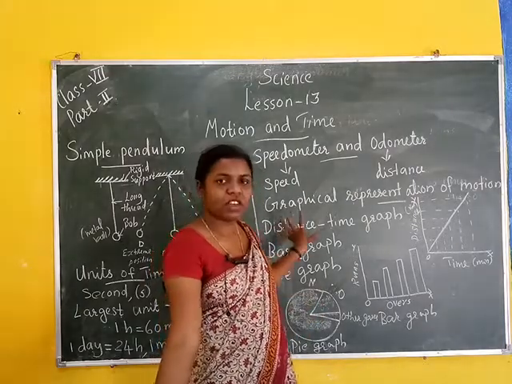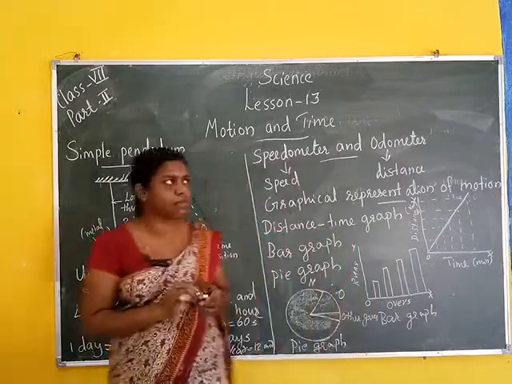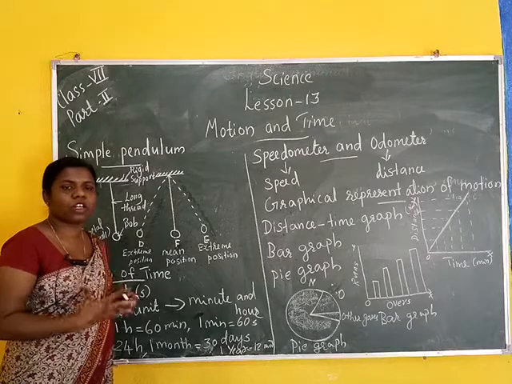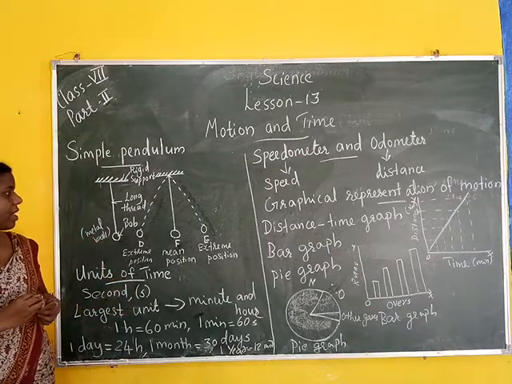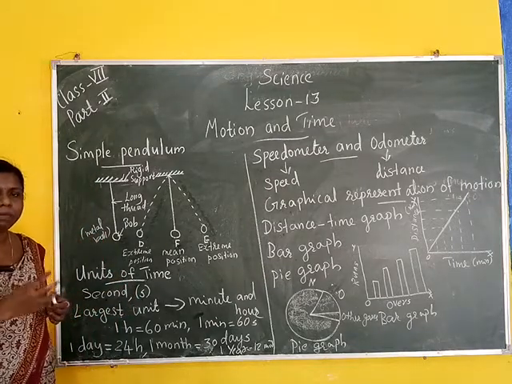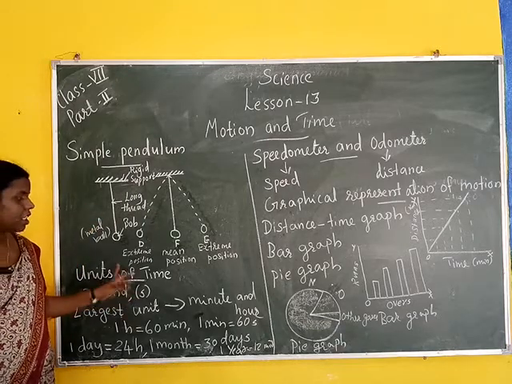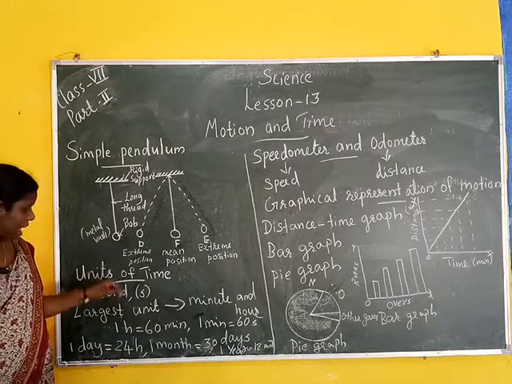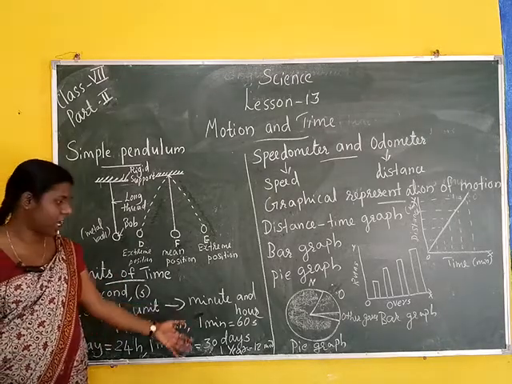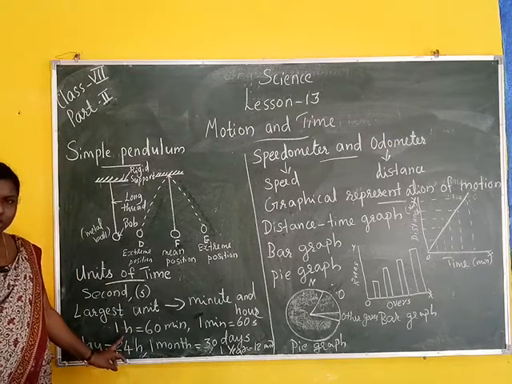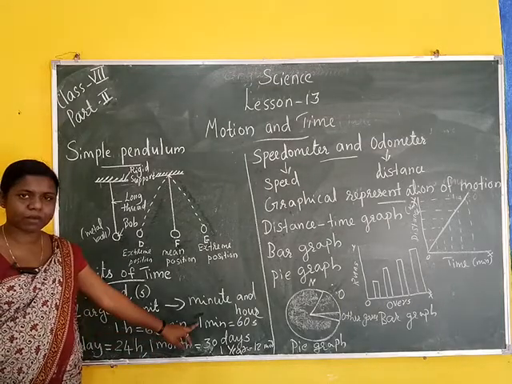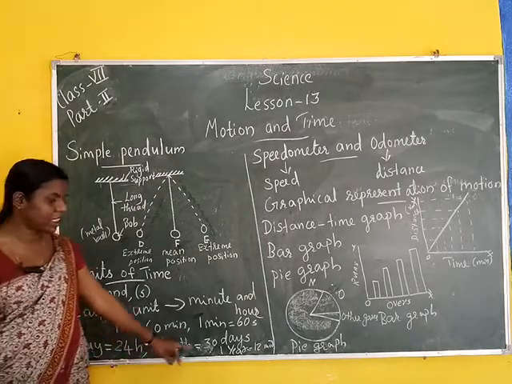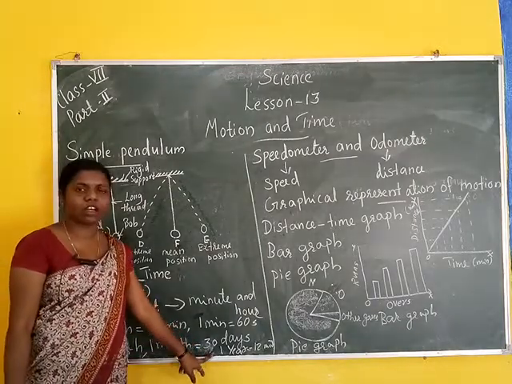Understand this section? Okay. Once more, in this session we studied the simple pendulum. A simple pendulum works in periodic motion or oscillatory motion. That means one oscillation completed by the simple pendulum is the time period. The units of time: the small unit is the second, and the larger units are minute and hour. 1 hour is equal to 60 minutes, 1 minute is 60 seconds, 1 day is 24 hours, 1 month is 30 days, 1 year is 12 months.